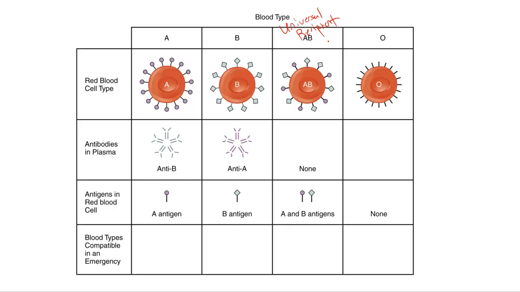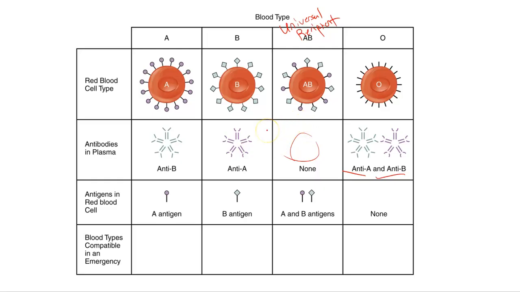Okay, so then if you have O blood, you have both anti-A and anti-B, so it's really tricky to give blood to O people, because they can only receive O blood. They can't receive A blood, they can't receive B blood, they can't receive AB blood, but they can receive O blood. Whereas if you have AB blood, they can receive all blood types because they don't have any antibodies.